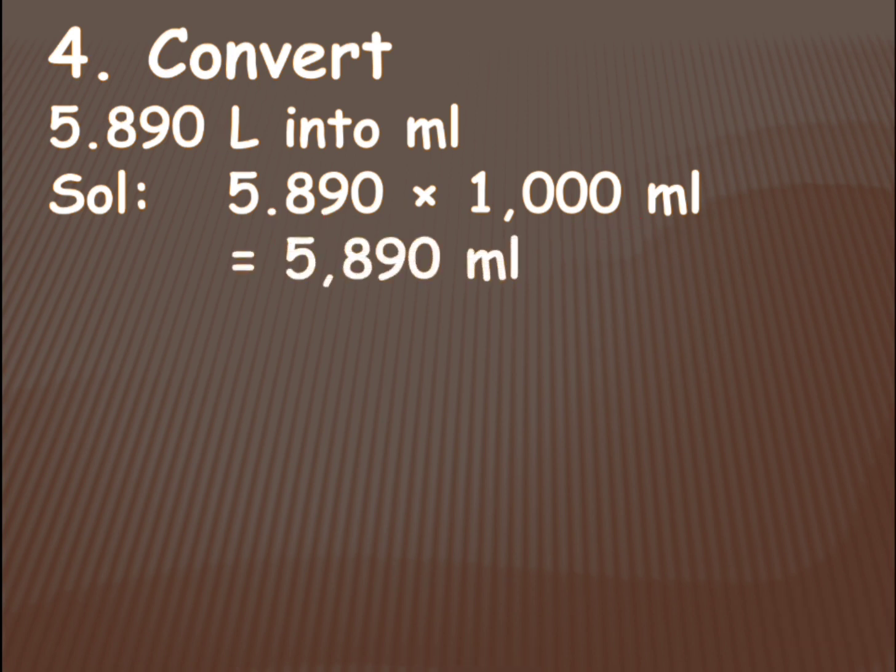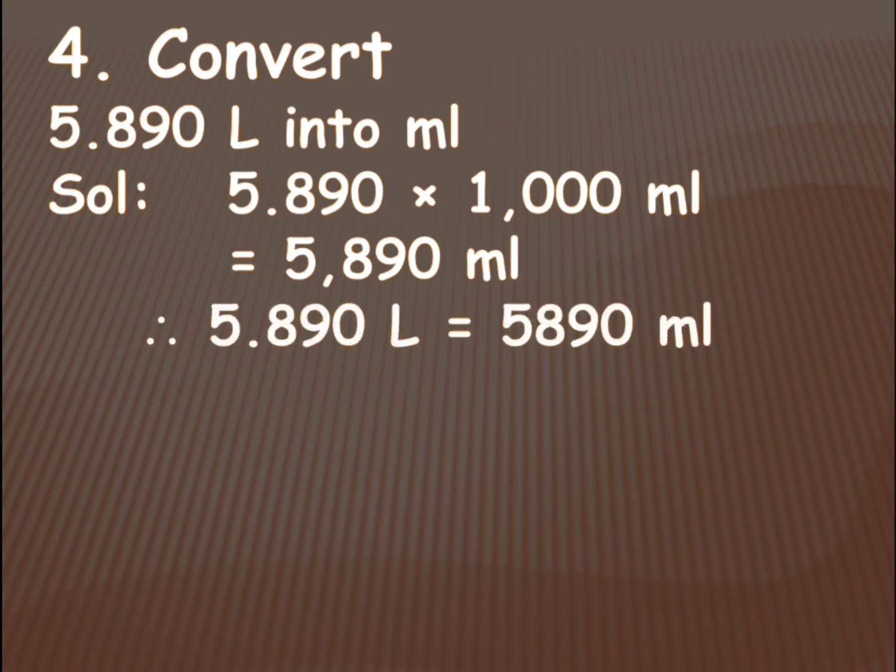So it becomes 5890 milliliters. Or if you are unable to do it using the decimals concept, you can go with the actual multiplication of the decimals, children, which we have learned in the decimals block. So that becomes 5890 milliliters. That means 5.890 liters is equal to 5890 milliliters. This is converting liters into milliliters.